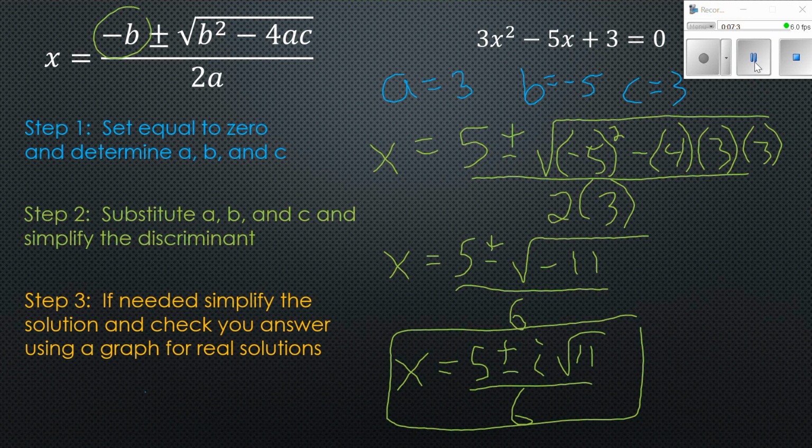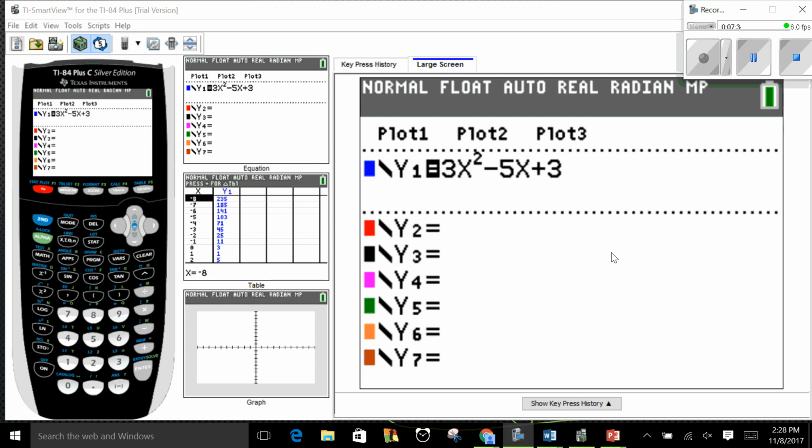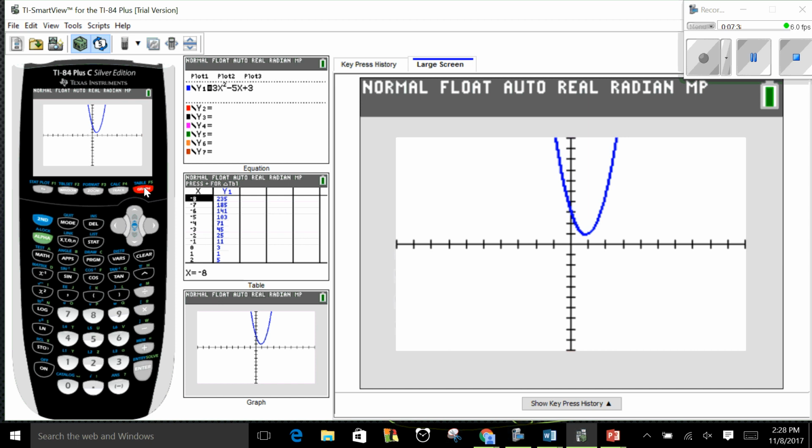Let's take a look at a graph and confirm that at least it doesn't cross the x-axis. I've placed the equation into my y equals. Now I'm going to look at the graph. And sure enough, we notice it never touches the x-axis. So we haven't confirmed that our complex solutions are correct, but we do know at least we're on the right track in terms of what type of solutions we have. That at least helps us out.